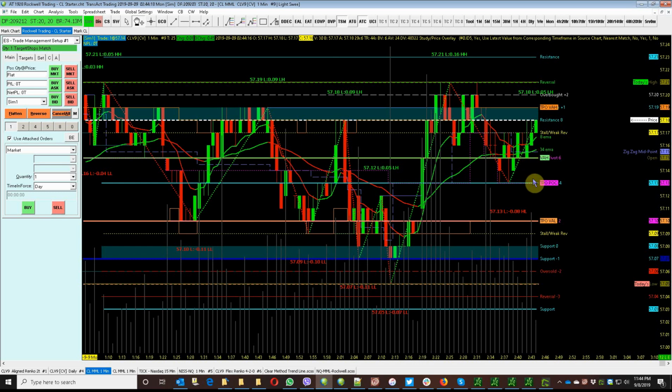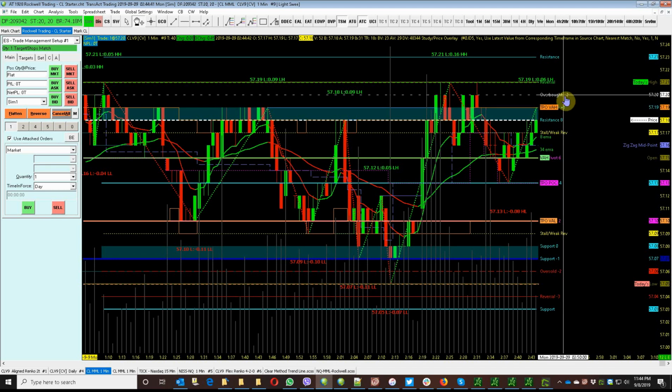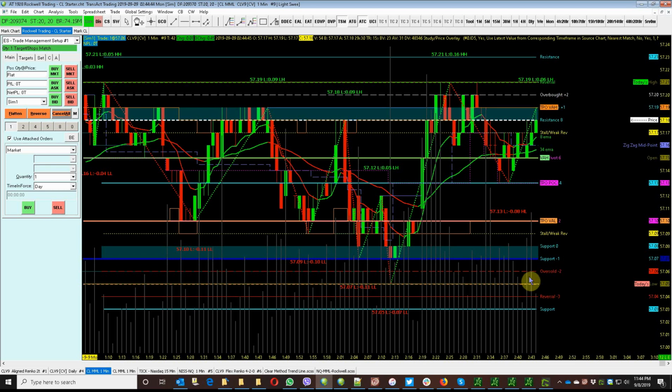But you know, MMLs will give you some pretty high probability entries and exits, just playing those support and resistance zones back and forth and back and forth. So you could get into a short, say for example here, or you could get into a short here. We're starting to see volume might be falling off on that candle.